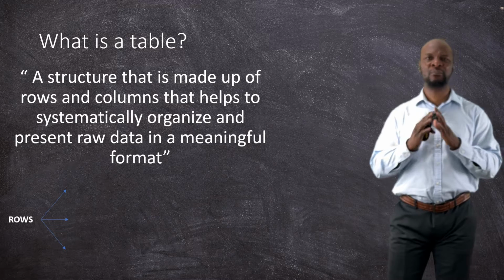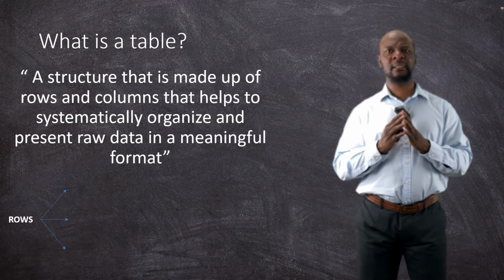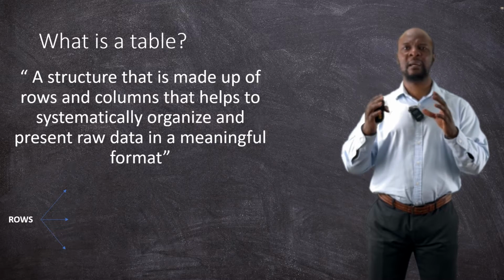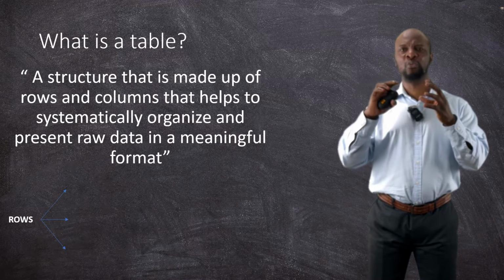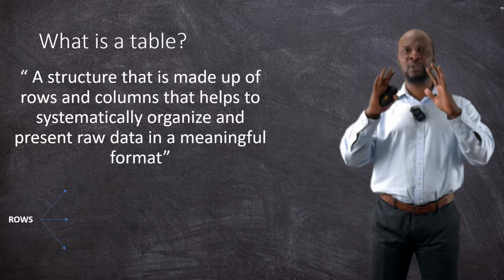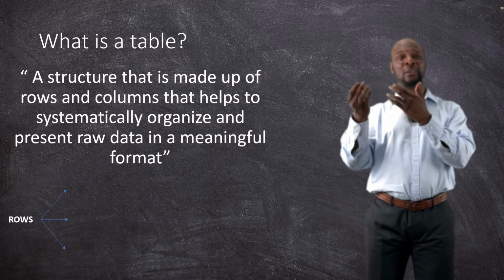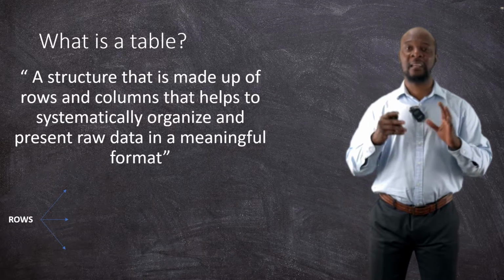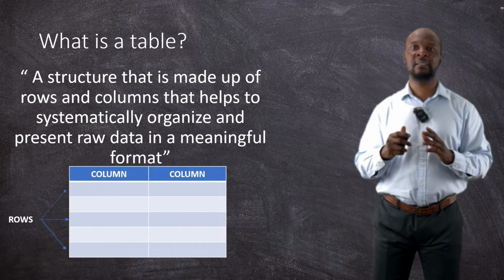What do we mean here? We're saying in a very simple way that you have a structure that has rows and columns, and these rows and columns help you to use a method to organize the raw data that you've collected in a meaningful format. And there are different types of tables. We're going to talk about that pretty soon.